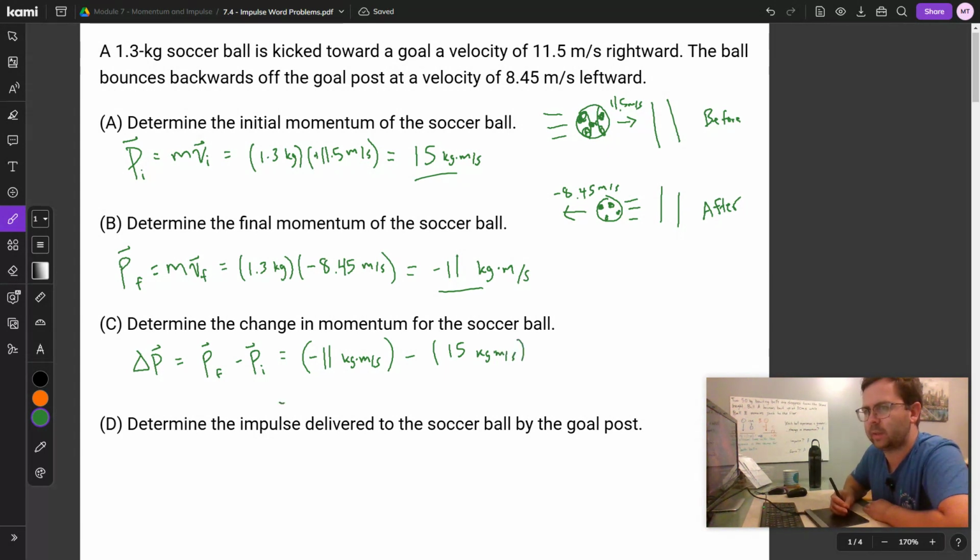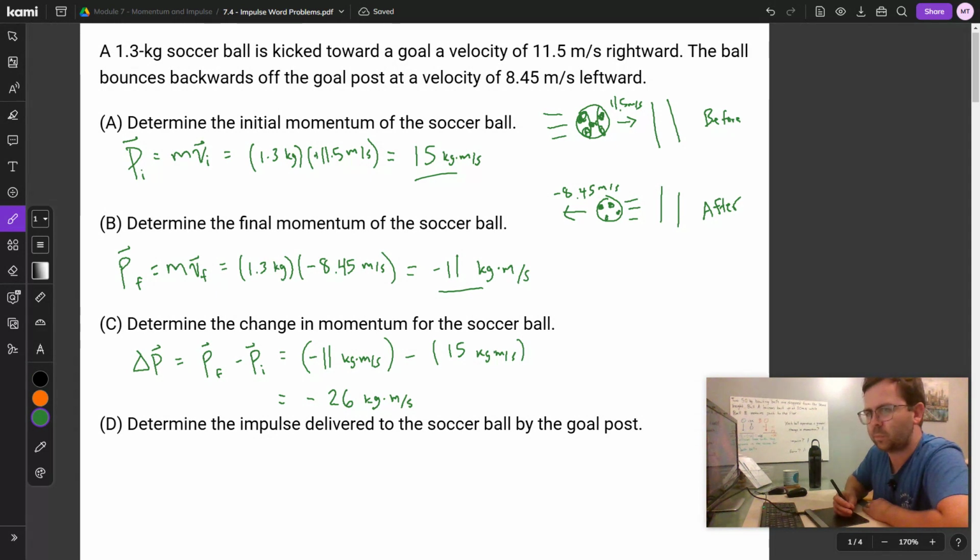So doing that, negative 11 minus 15, we're going to have a negative answer here. And that's going to be negative 26. So what's the change in momentum here for the soccer ball? It changed by negative 26 kilograms times meters per second. And that makes sense because first it had to stop. So it lost all 15 of that momentum that it had to begin with. And then it got turned around the other way by negative 11. So adding those two together and noting the direction, the change in momentum is negative 26 kilograms times meters per second.